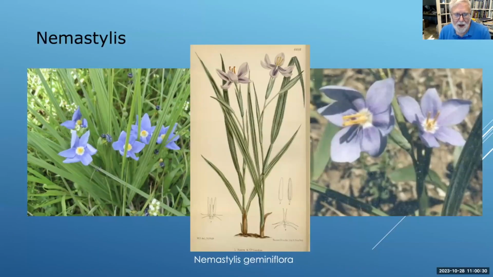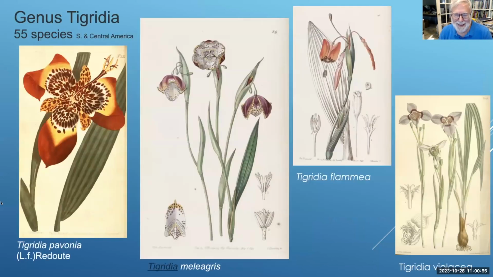Nemastylis, I like this one a lot because I've grown it, and it grows in the prairies and in North America. So it probably would grow up into North Dakota, South Dakota. So here's an irid that probably almost everybody can grow. It's about a foot tall, maybe 1.5 feet. I have to get the right pronunciation so I don't ruin you all.